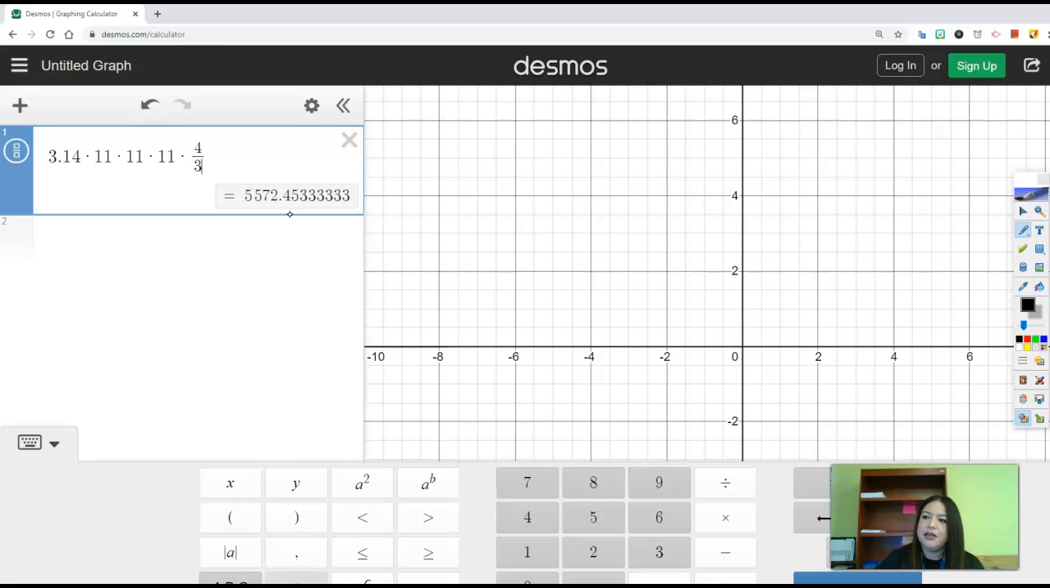5,572 point. Now they told me to round to the nearest hundredth, which means this second digit right there. So I'm going to go ahead and round it to a 0.45 because the neighbor is a 3. So I'm going to go ahead and keep it.